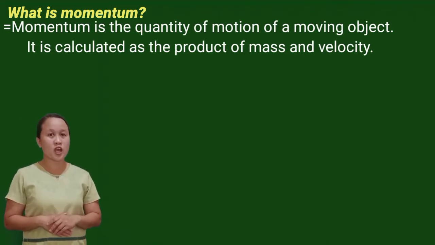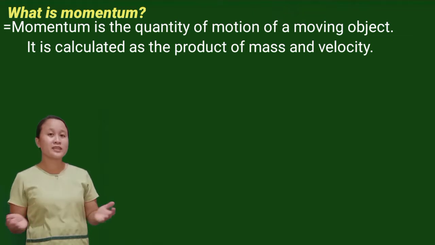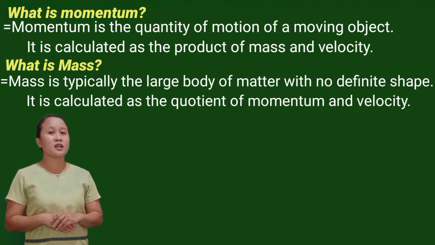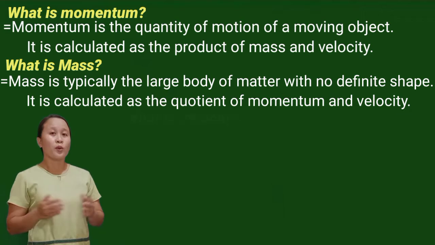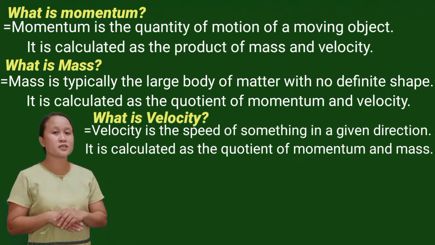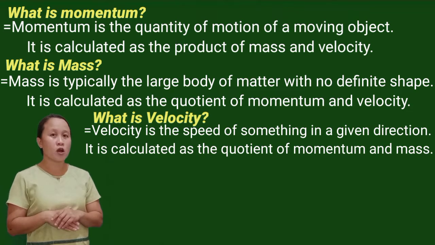What is momentum? Momentum is the quantity of motion of a moving object. It is calculated as the product of mass and velocity. What is mass? Mass is typically the large body of matter with no definite shape. It is calculated as the quotient of momentum and velocity. What is velocity? Velocity is the speed of something or the speed of an object in a given direction. It is calculated as the quotient of momentum and mass.